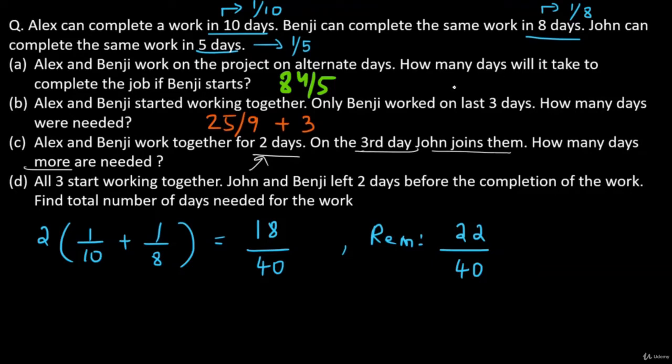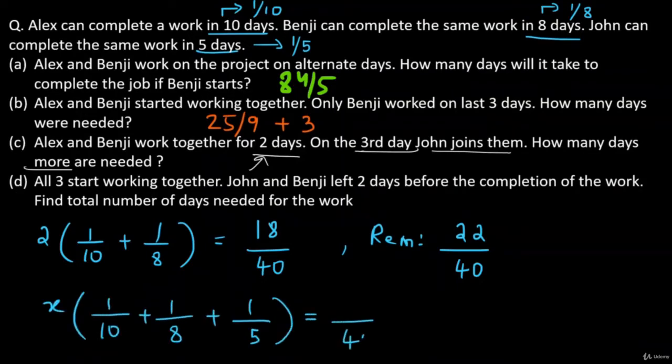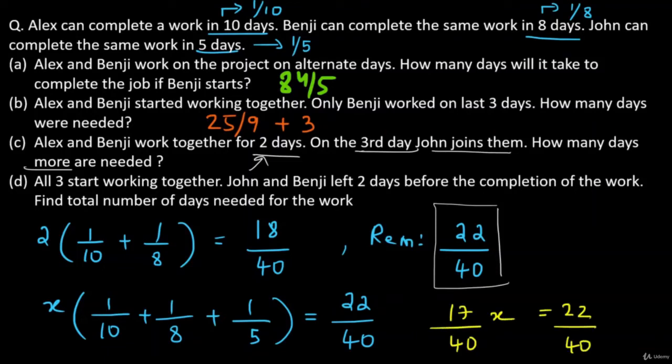Now, the remaining days, all 3 of them are working. So, in 1 day, if 3 of them are working, they'll do 1 by 10 plus 1 by 8 plus 1 by 5. So, in x days, they'll do x into 1 by 10 plus 1 by 8 plus 1 by 5. And that has to be equated to the remaining amount of work, which is 22 by 40. Now, on solving, we get 17 by 40x is equal to 22 by 40, or x is equal to 22 by 17. Now, that's the answer to the question. We need 22 by 17 more days.